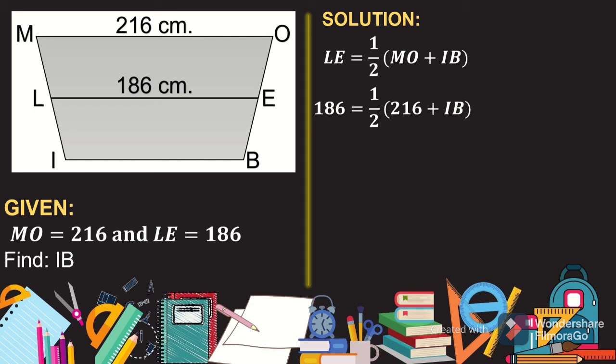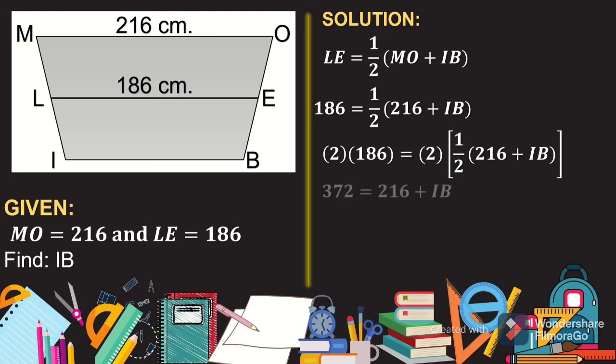Simplifying this, I multiply both sides by 2. So we have 2 times 186 is equal to 2 times 1/2 times 216 plus IB. 2 times 186, we get 372. 2 times 1/2 times 216 plus IB, we get 216 plus IB. To eliminate 216, we need to subtract 216 from both sides. So we have 372 minus 216 is equal to IB. Finally, IB is equal to 156 centimeters.